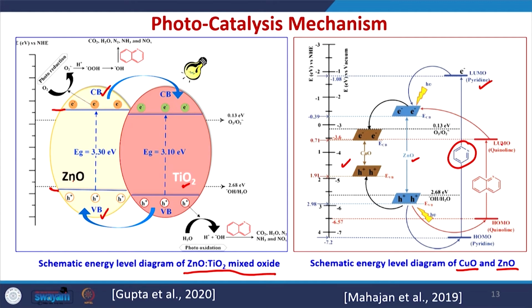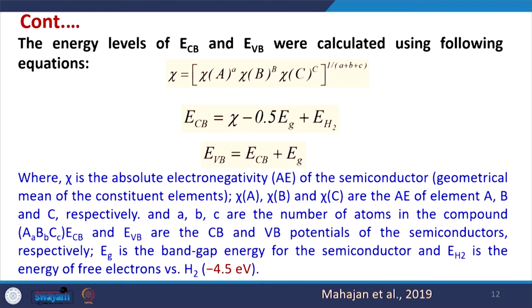So, if copper oxide and zinc oxide are mixed together, different levels are created, and similarly for pyridine there are different possibilities of interactions. So, movement of electron from one place to another. Using these calculations we can understand the basic mechanism by which the overall interaction is happening.